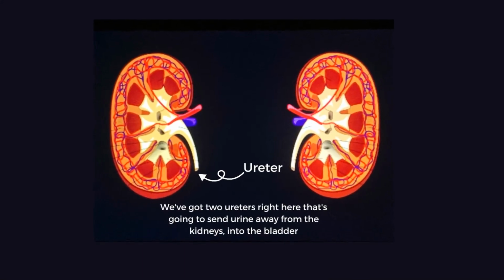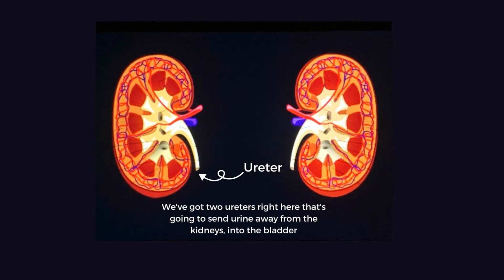And once you have the urine in your renal pelvis, it's going to go out this tube right here, and that's where urine is going to exit our kidneys. This tube right there is just called the ureter. We have two ureters right here, and they send urine away from the kidneys into the bladder.